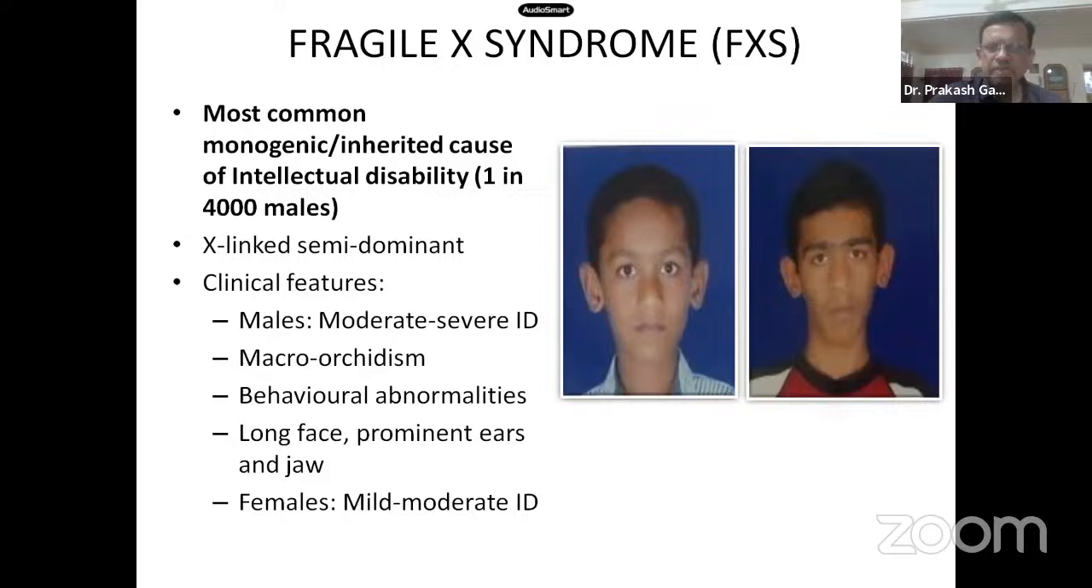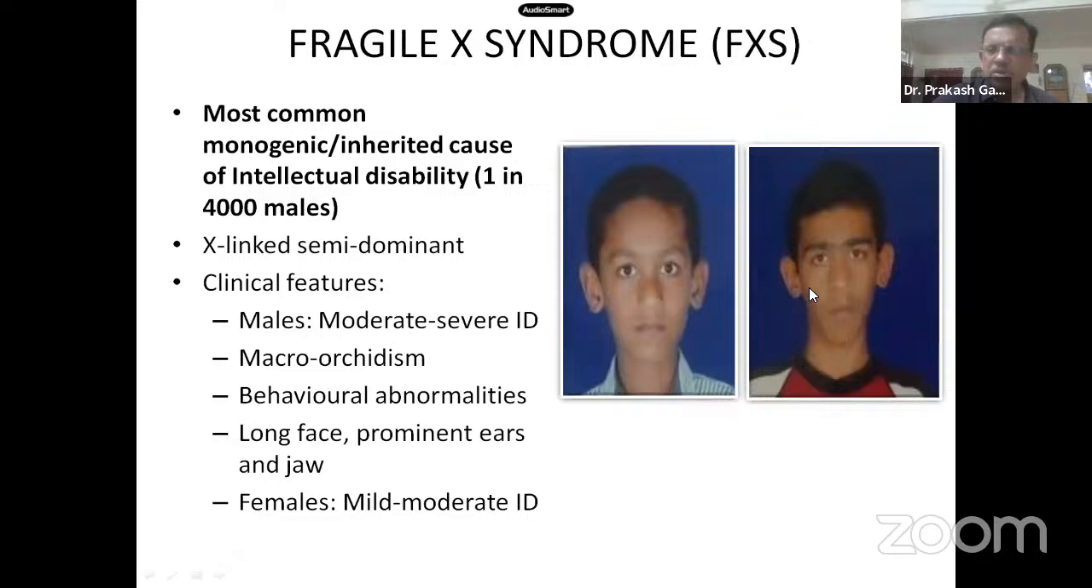One condition, as we discussed before, was the triplet repeat disorders. One of the most common triplet repeat disorders we encounter when dealing with intellectual disability or autism spectrum disorders in males is Fragile X syndrome. It has the next most common incidence after Down syndrome, 1 in 4,000 males, which is very high. It is X-linked semi-dominant, and you can see the clinical picture here.